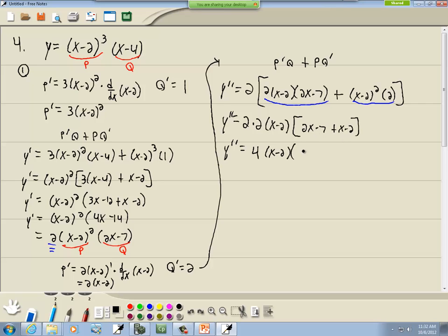2 times 2 is 4, times (x minus 2). And 2x plus x is 3x. Negative 7, negative 2 is negative 9. Now, 3x minus 9, they're both divisible by 3, so I can factor 3 out. So out in front here, we have 4 times 3 times (x minus 2) times (x minus 3), which gives us 12 times (x minus 2) times (x minus 3).